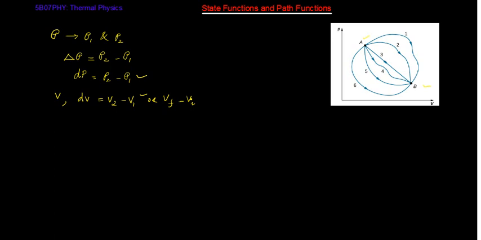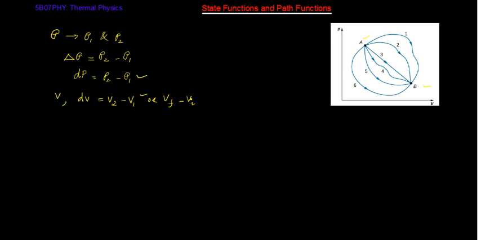Now, if any function is a state function, then that function will have a well-defined value at the initial point A, and it will have a well-defined value at the final point B. And whatever be the path followed by the system in going from the initial state to the final state, the difference in that function will depend only on its initial and final values. That means it will be independent of the actual path followed by the system. Hence, such functions are known as state functions.